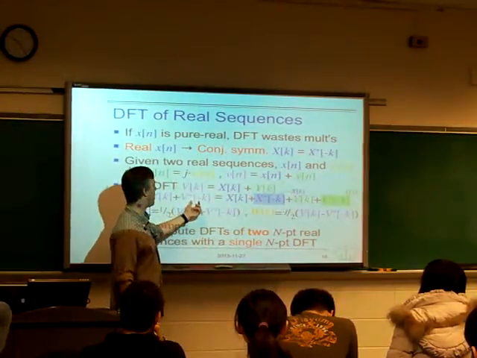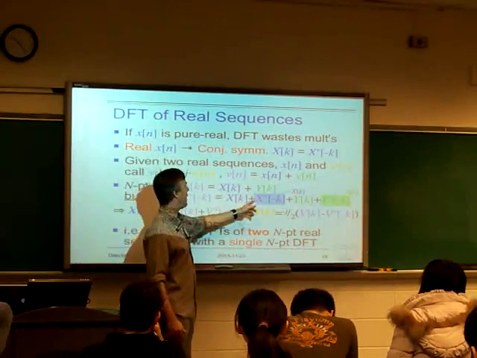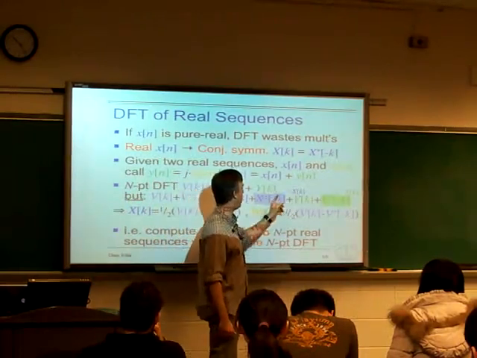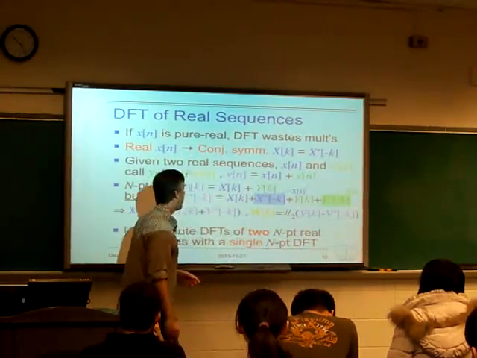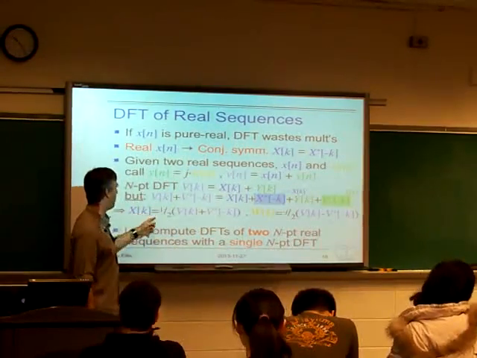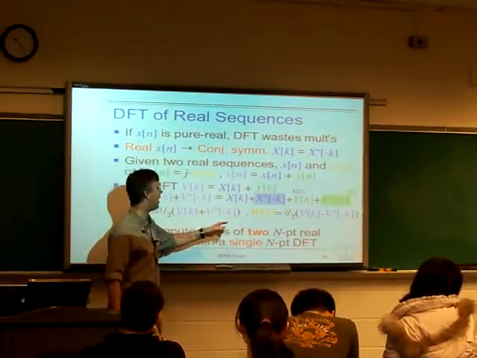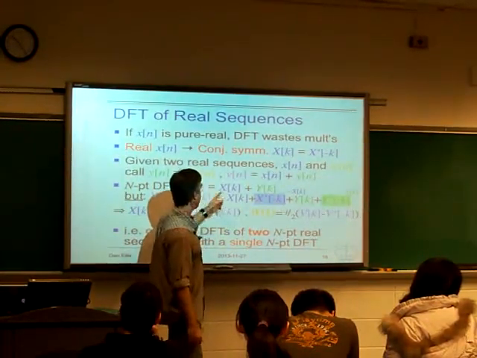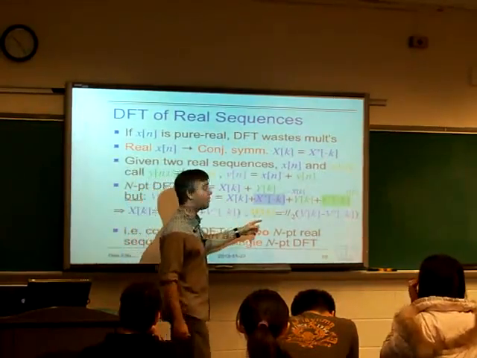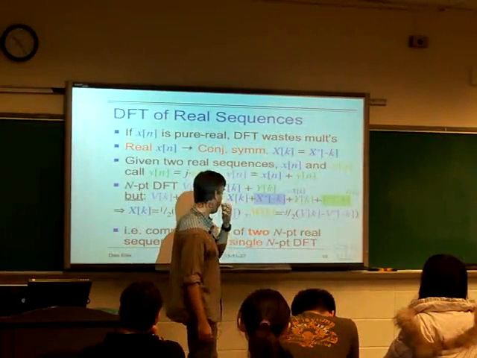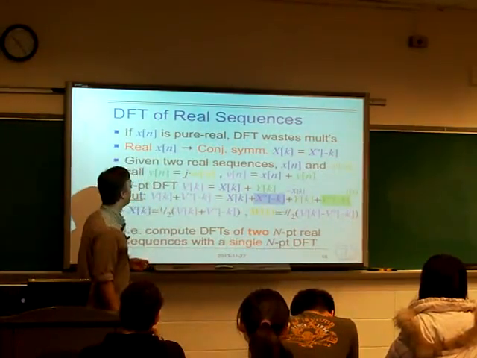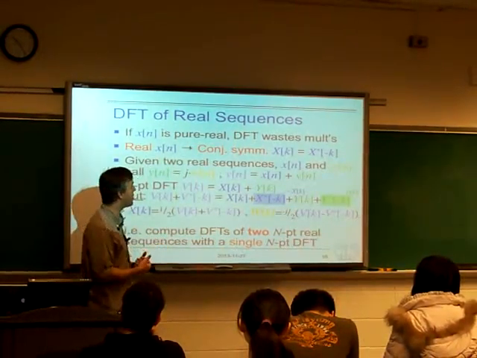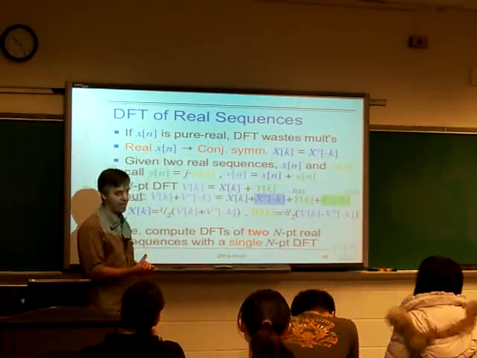So v of k plus v star of minus k is actually just 2x of k. But v of k minus v star of minus k would be, these parts would cancel out, we'd just be left with the y part. So here, given v of k, we can fairly trivially recover x of k and y of k, and then given y of k, we can recover w of k by dividing by j or multiplying by negative j. Same thing. And so we can quickly get the DFTs of both of our real sequences out of this single complex FFT calculation.